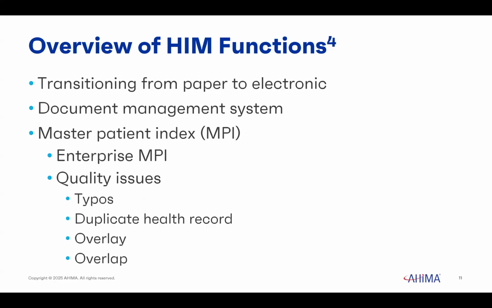And an essential part of document management, although somewhat separate, is the master patient index. Whether you have paper or electronic health records, you need to have one way of identifying an individual patient with an individual set of data. And when we talk about this over an entire organization, we have enterprise MPIs. And frequently, when hospitals merge, whether they're using one EHR system, merging two EHR systems, or merging two sets of paper records, we have duplicate records, we have overlays, we have overlaps, and other MPI problems.